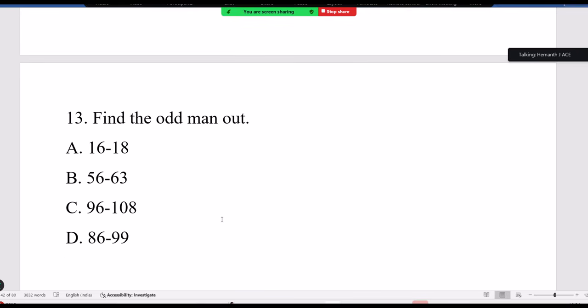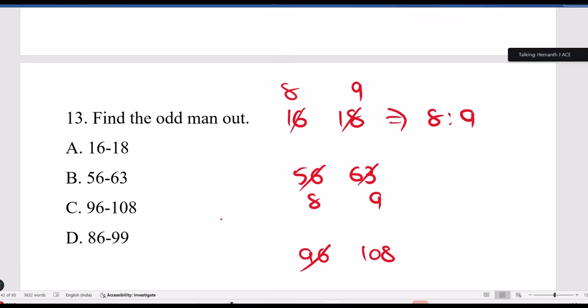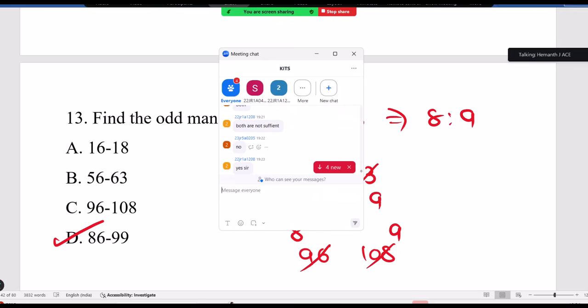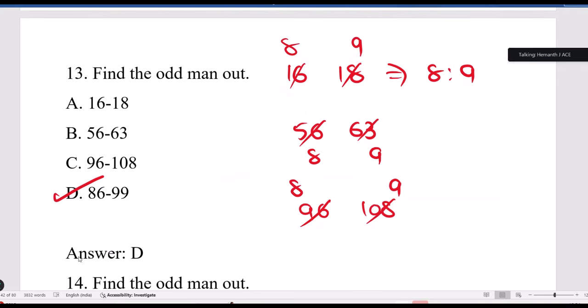Here pairs of numbers are there: 16, 18; 56, 63; 96, 108; 86, 99. Somehow they are related. We have to find the odd one out. 16, 18 is 8:9 ratio. 56, 63 is 7 times 8, 7 times 9. 96, 108 also: 12 times 8, 12 times 9. 86, 99 is different. It should be 88 and 99. That's the key here.